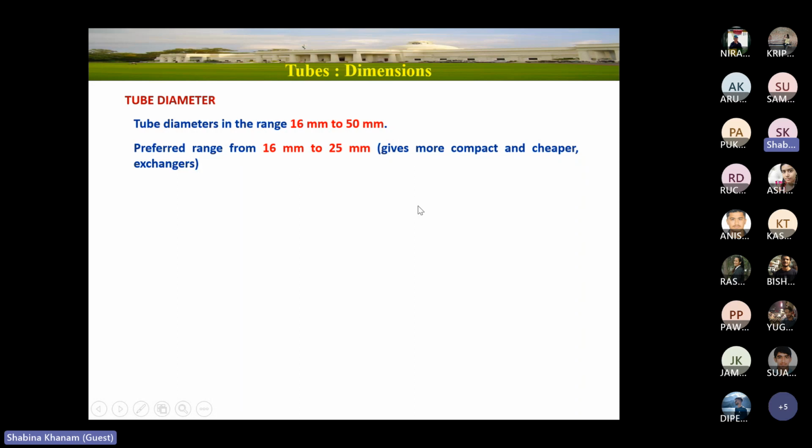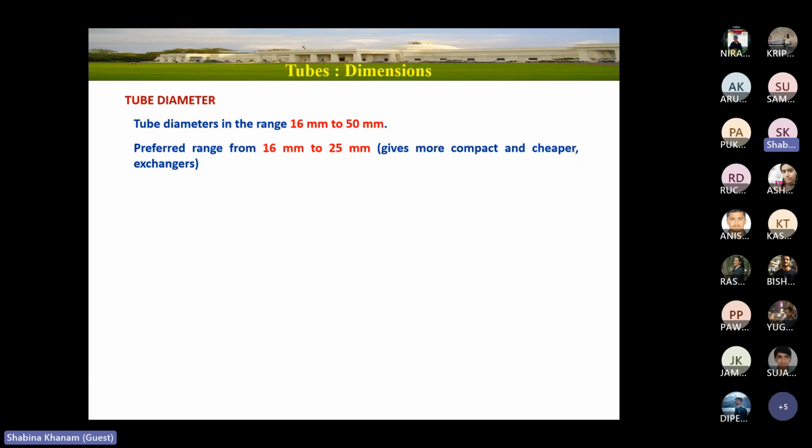Actually, what will happen when you are dealing with a smaller diameter tube? If tube diameter is less, tube sheet diameter will be less, and so shell diameter will also be less. So we can say usually that a heat exchanger should be thin but large in length. So in that case, the preferred range is 16 to 25.